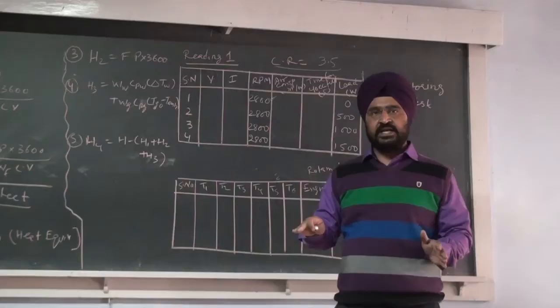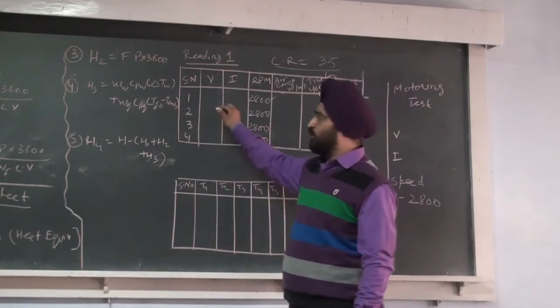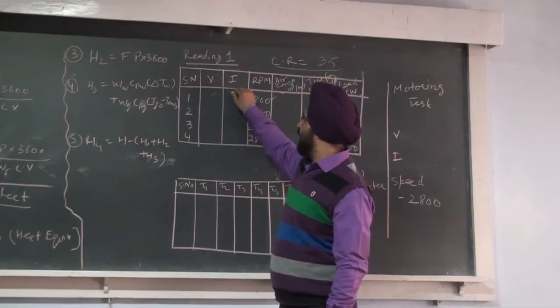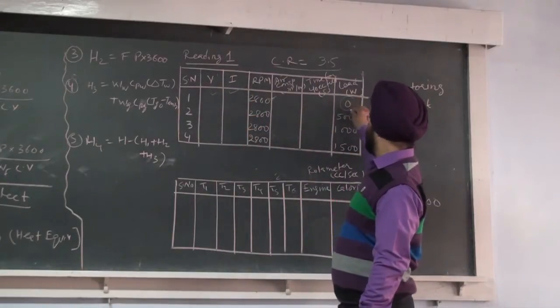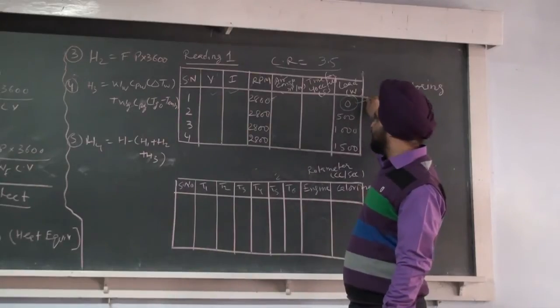So once the 2800 RPM is fixed, now what will you do? You note down the V and I corresponding to the zero load condition. So we have seen that the no load condition is there.